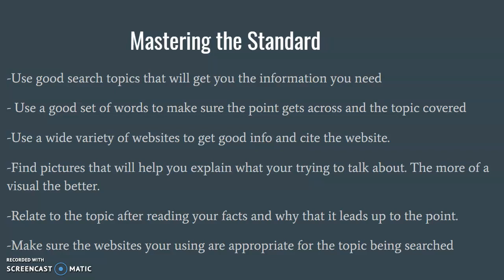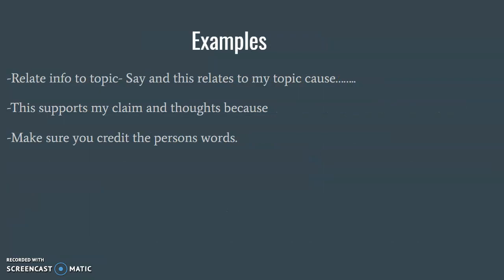Relate to the topic after reading your facts and explain why it leads up to the point. And make sure that the websites you're using are appropriate for the topic being searched. Examples of the standard. Relate your info to your topic. So say, this relates to my topic because, or this supports my claim and thoughts because, or make sure to credit the other person's words. Standard 9.